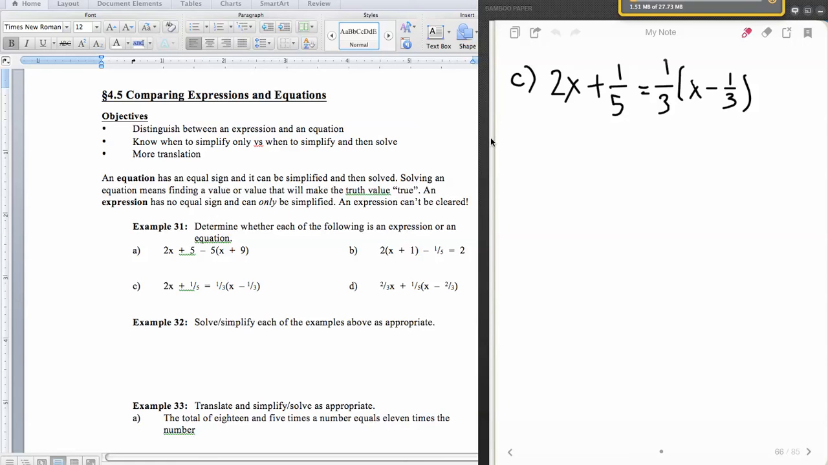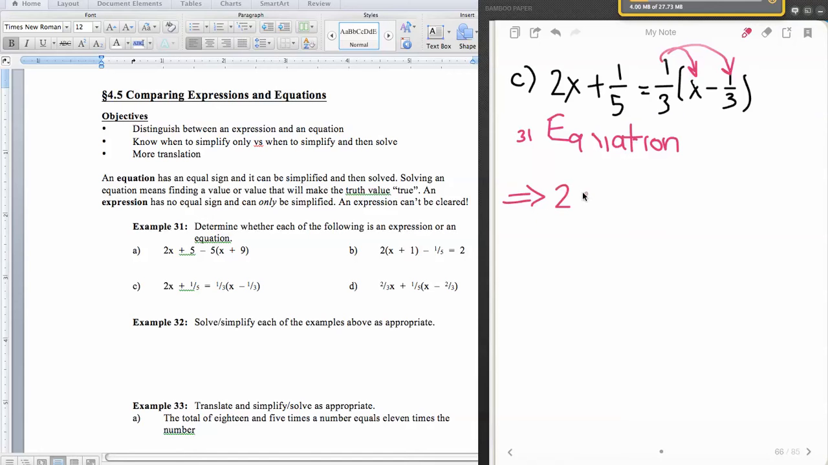This is section 4.5, continued, comparing expressions and equations. So part C of example number 31, we see an equal sign. Equal sign means equation. So equations, the first thing that we want to do with them is we want to simplify them. So our first answer for problem number 31 is that this is indeed an equation. So that's 31's answer.